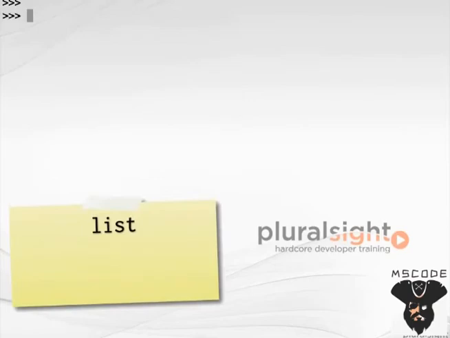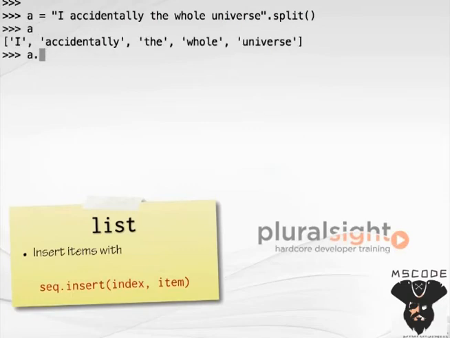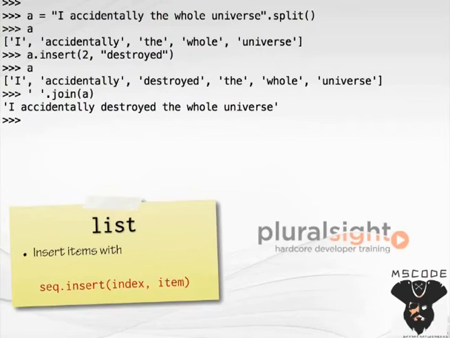Items can be inserted into lists using the insert method, which accepts the index of the new item and the new item itself. Here we create a list A containing the words "I accidentally the whole universe." We insert the word "destroyed" at index 2 using a call to the insert method, giving us "I accidentally destroyed the whole universe." We can convert this list of words back into a string by calling the string join method on a space separator.